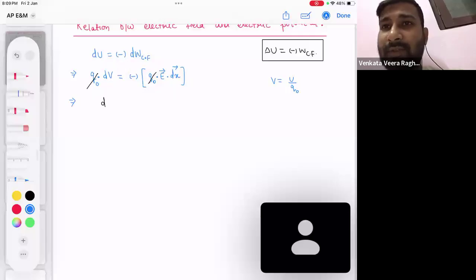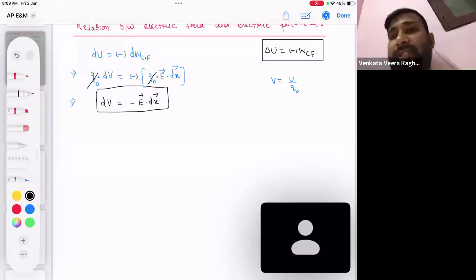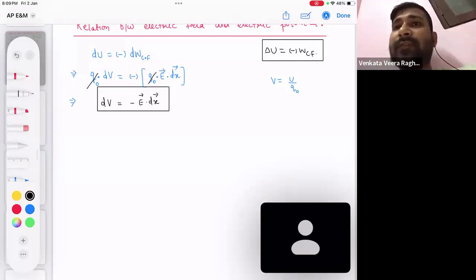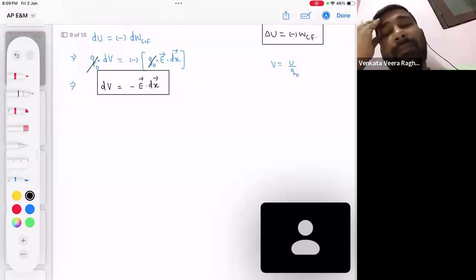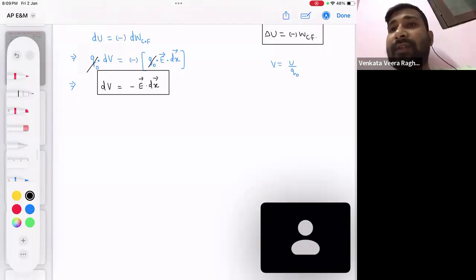So if you check it carefully, can I write dV equal to minus of E dot dx? So this is the relation between the field and potential. Sometimes the field in a region will be given to you and you have to calculate the potential difference. So the potential difference will be dV equal to minus of E dot dx. And sometimes the potential will be given to you and then they will ask you the electric field. So how much can we write it? The electric field will be minus of dV by dx also.